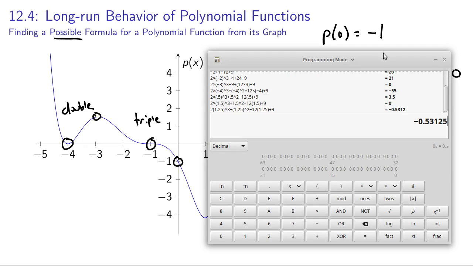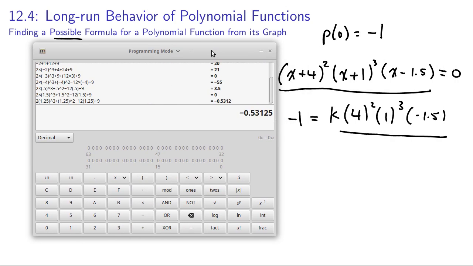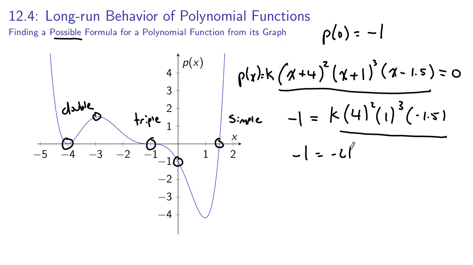So using our calculator, we take 4 squared times 1 cubed is 1 times negative 1.5 and get negative 24. So negative 1 equals negative 24k. So k has to be 1/24. So our possible formula is 1/24 times x plus 4 squared.